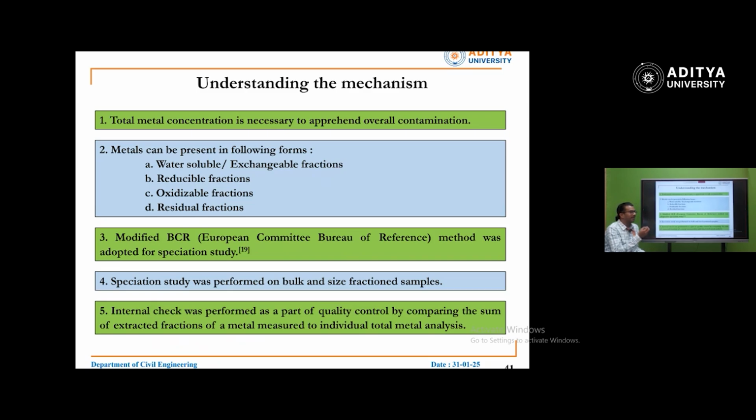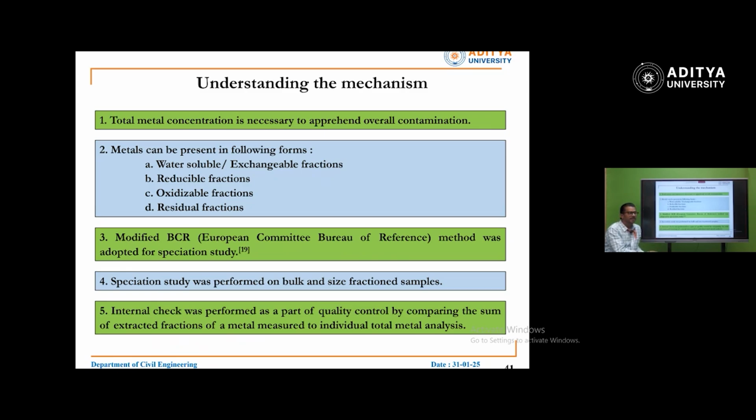As I have told you, the metal can get attached to the soil in four different forms: water soluble or exchangeable, reducible, oxidizable, and residual fractions. Exchangeable fractions are the weakest bonded fractions. That means they can leach out of the soil very easily. Then reducible fractions: under reducing conditions only, the metal attached to the soil will leach out to the environment. Then oxidizable fractions: under oxidizing conditions. Then residual fractions.